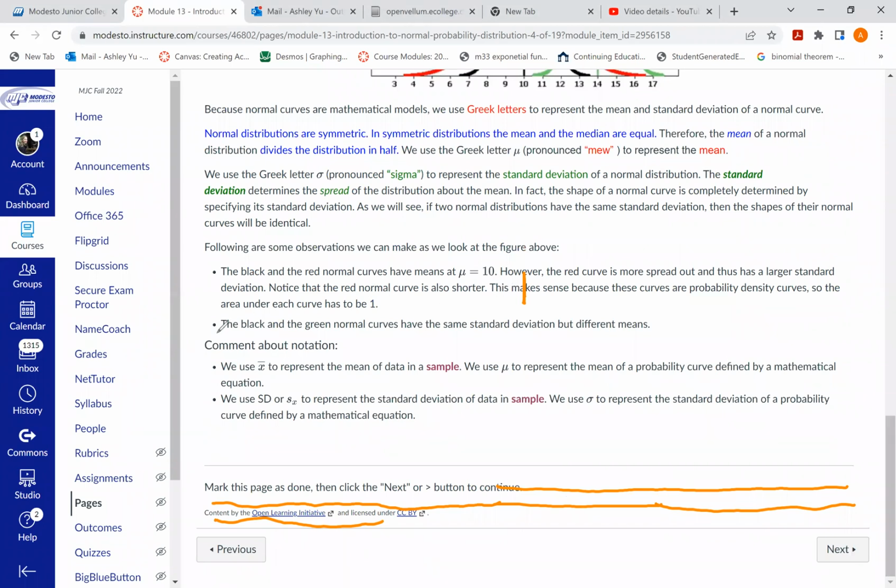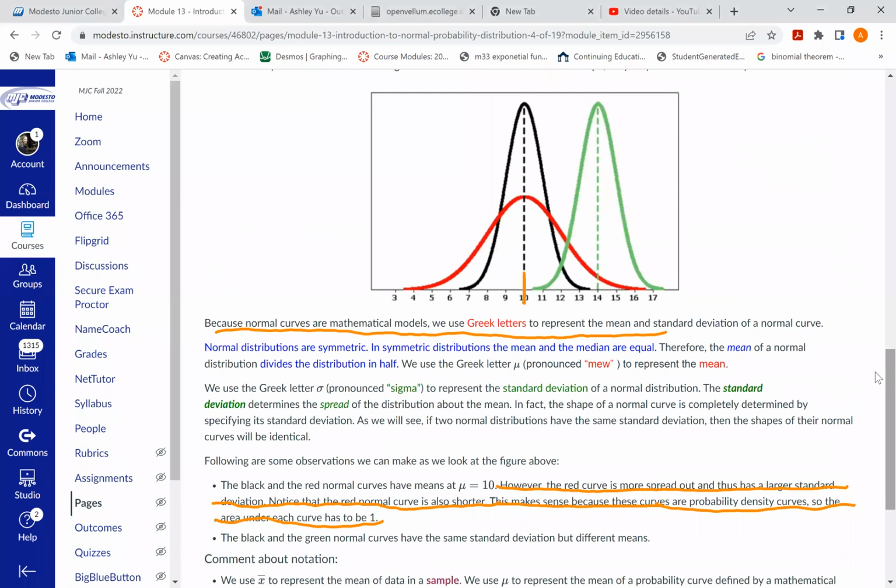This makes sense. Also, the black and the green normal curves have the same standard deviation, but different means. That kind of makes sense. Let me scoot up here a little bit. The black and the green curves have the same width. They pretty much have the same shape, right? So their average value is the same distance from its mean.